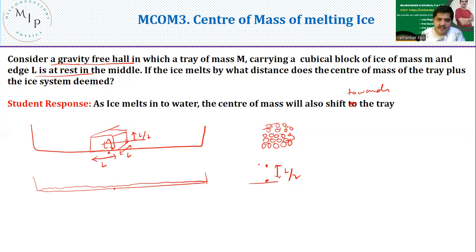So this is the tray. This is the center of mass, the center of mass of the tray. The center of mass of the ice. Let me write down center of mass of the ice and center of mass of the tray. This is what we have.